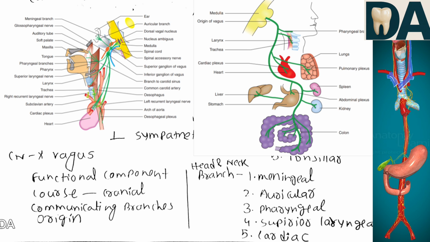Nerve arising at neck. Branches at neck. First one is meningeal branch, arises from the superior ganglion and supplies the dura mater in the posterior cranial fossa. Second one is auricular branch. It also originates from the jugular ganglion.